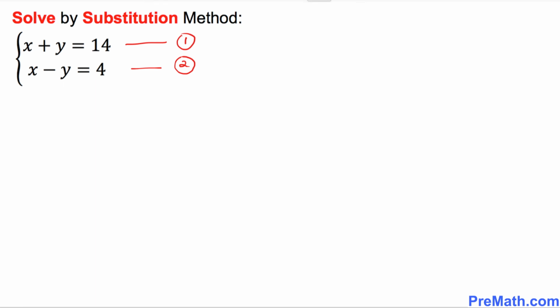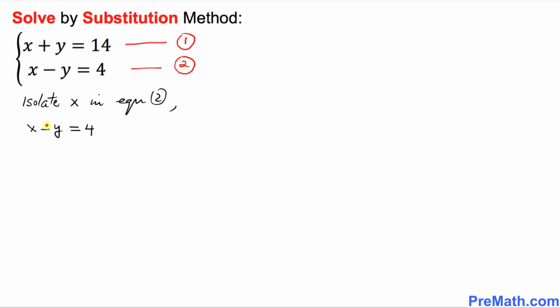Now let's look at equation number 2. Here I can isolate x. I'm going to say isolate x in equation 2. This is the way we're going to do it. Let's write down equation 2 over here: x minus y equals 4.